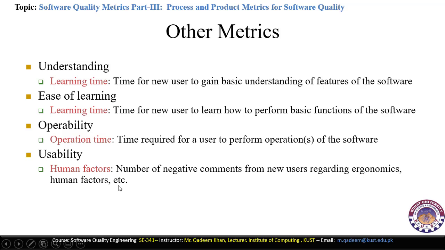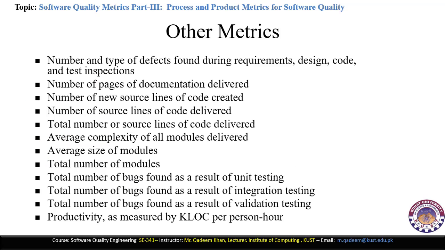So these are certain negative comments, and we count all these comments about the system by the user. Also, we have the number of types of defects found during requirements, design, code, and testing. We have already discussed all these things in much detail. Number of pages of documentation delivered, that is the number of pages produced during software development. Number of new source lines of code created: if we are maintaining the software and performing updates, then we have to code new source code in the software system.